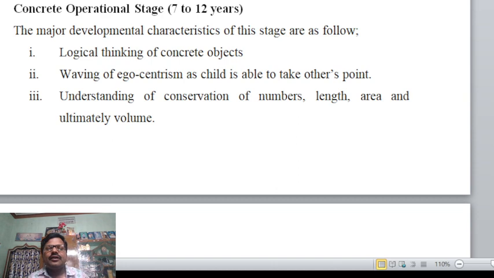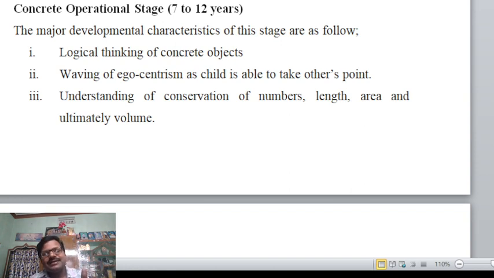Next one is waiving of egocentrism. A child is able to take others' points. What happens in the previous stage? Egocentrism. But now at this stage, the child tries to be sociable. The child will also consider and accept the other's points. This is the social quality of the child also. Previously, the child thinks whatever I say is everything, and all things surrounding him are his or hers.